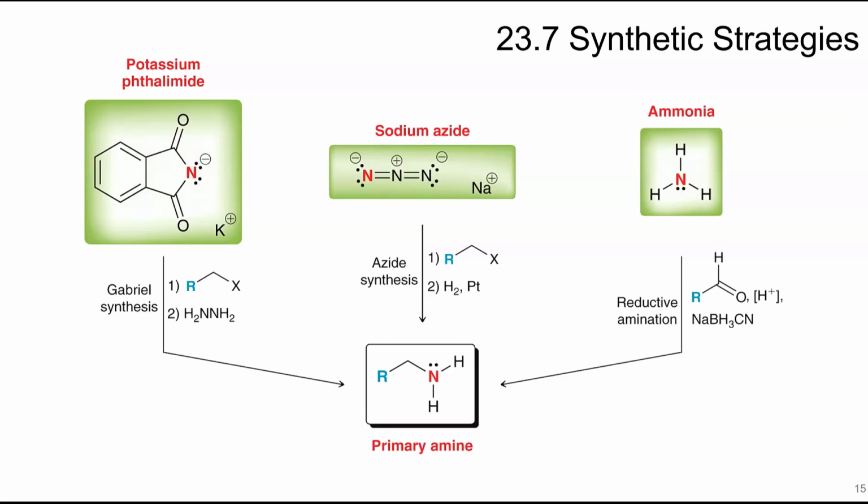All right, so for your synthetic strategies for amines, you can start with potassium thalidomide. You'd have to make that first using thalidomide plus KOH. Add to that, preferentially, a primary alkyl halide. Follow that up with NH2NH2. That will get you the primary amine. You can use the sodium azide synthesis or use ammonia with reductive amination.